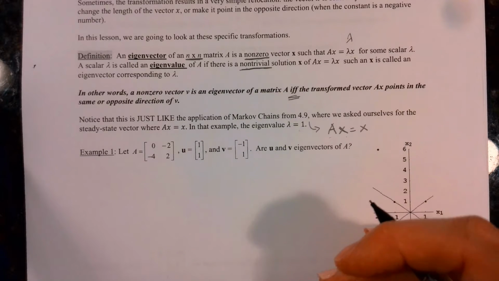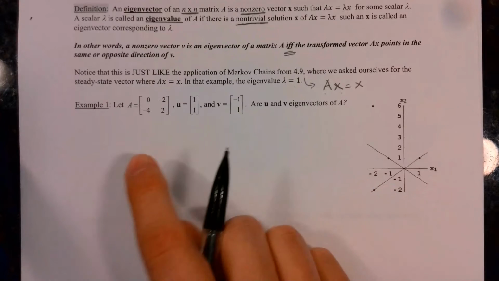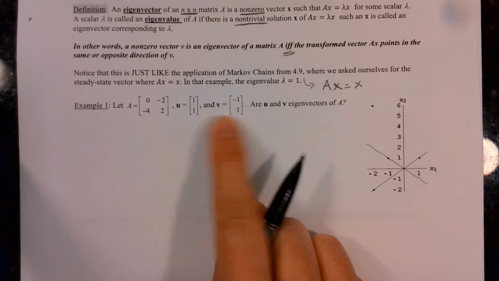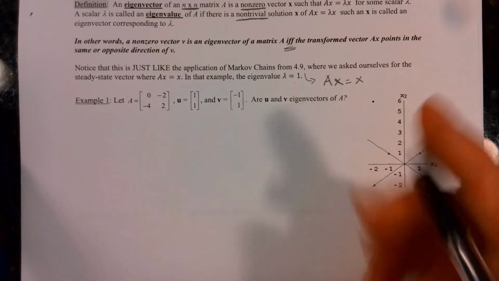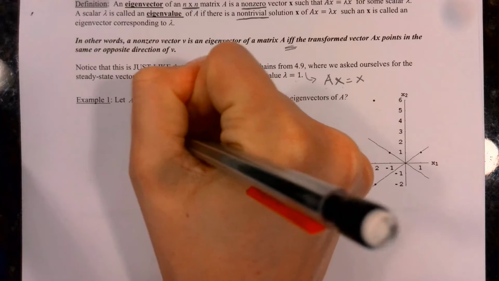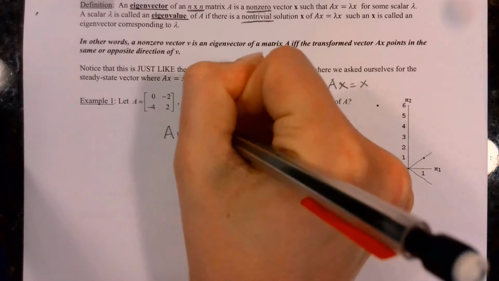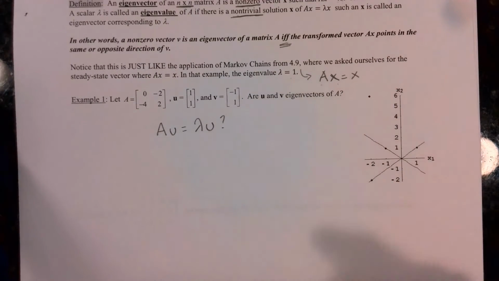We're going to get into how to find those and how they correspond later. Let's first just work on testing: are our vectors eigenvectors of A? So if I ask you if u or v is an eigenvector of A, I'm asking you, if I multiply A times U, will I get a constant times U? Okay, we'll just start with U for now, and we can do V in a second.